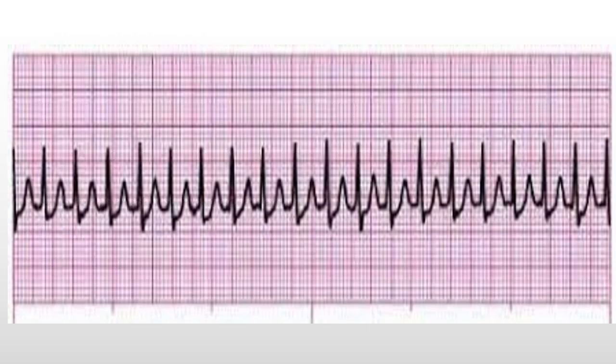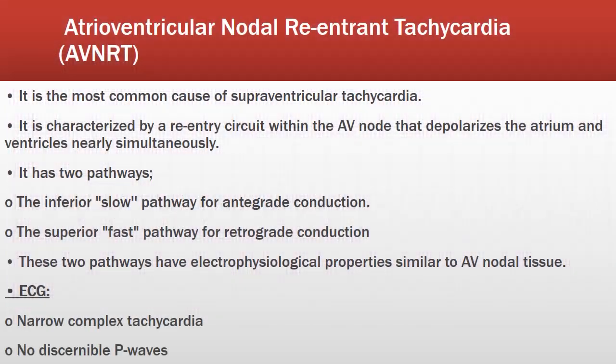This is a rhythm of supraventricular tachycardia. You can see these are very narrow QRS complexes and you cannot distinguish the P wave because it is buried in the QRS complex. Now I will discuss two common causes of supraventricular tachycardia.